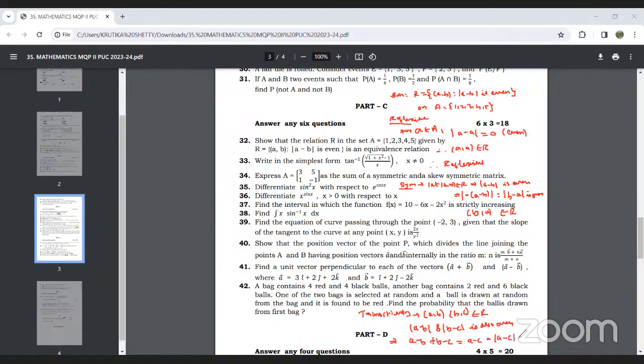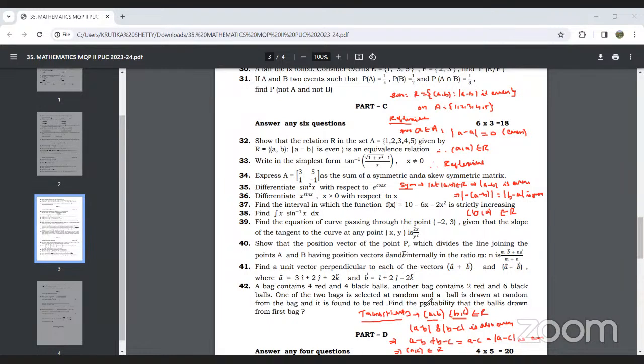So I can write it as mod of A minus C is also even. So we have obtained A comma C belongs to R. So A comma B and B comma C belongs to R, and we have shown that A comma C also belongs to R. Since A comma C belongs to R, we say that it is transitive. The given relation is also transitive.